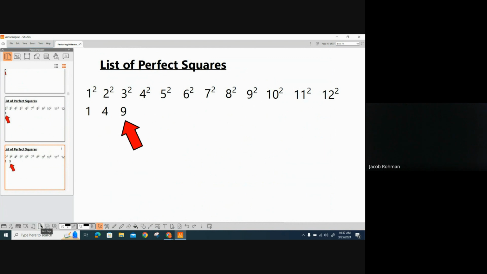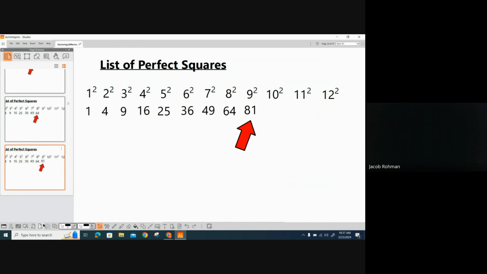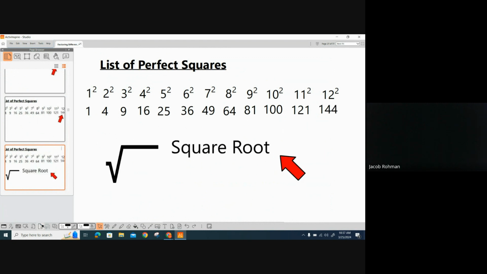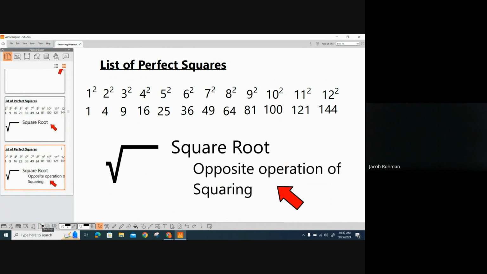Now notice, squaring is not the same as doubling. If we take 1 and double it, that would be 2, not 1. Now, 2 happens to be a double and a square for 4. But if we doubled 3, we'd get 6, not 9. So again, we're squaring the number, which means we multiply it by itself. Then 4 squared is 16, 5 squared is 25, 6 squared is 36, 7 squared is 49, 8 squared is 64, 9 squared is 81, 10 squared is 100, 11 squared is 121, and 12 squared is 144. And square rooting, remember, is the opposite operation of squaring.